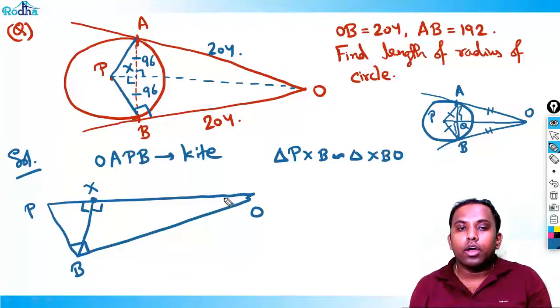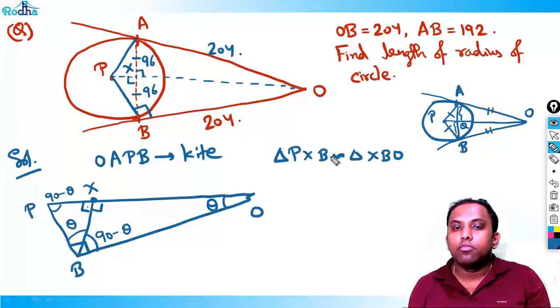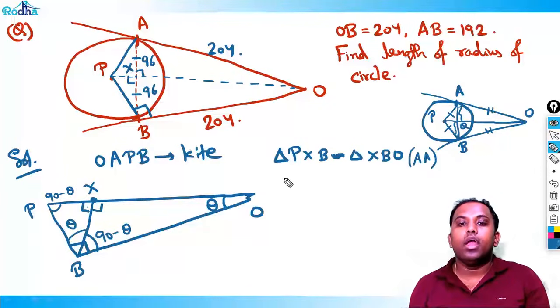So what to do? Assume any one angle as theta. This is 90, this becomes 90 minus theta. And this is whole 90, this becomes theta. This is 90, this is theta, this becomes 90 minus theta. That's why I've written this. Both the triangles are similar because of AA similarity. For AA similarity, we need only two angles, but here all three angles are equal. That's a plus point for us. So these two triangles are similar.